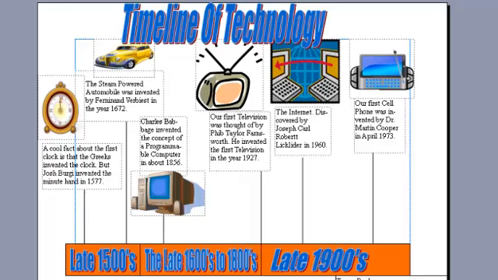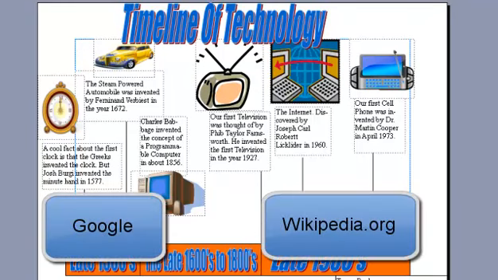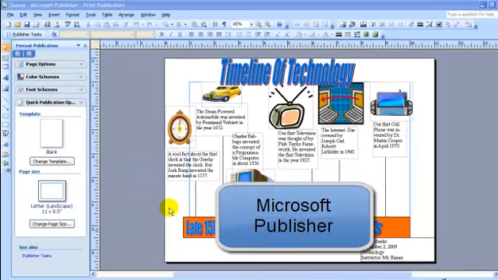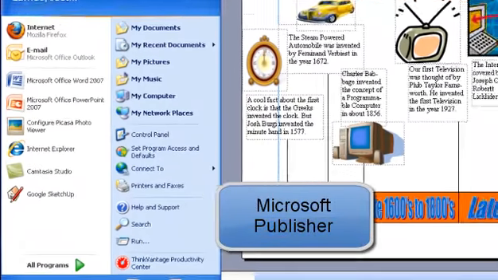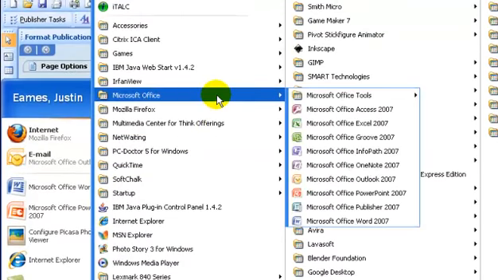So once you've done your research online, I would suggest using Google or Wikipedia. Then it's time to actually make the timeline. We're going to use a program in the Microsoft Office suite called Microsoft Publisher. So of course, to get to that, we go to the Start menu, go into Programs, find Microsoft Office, and Publisher is this one right here.